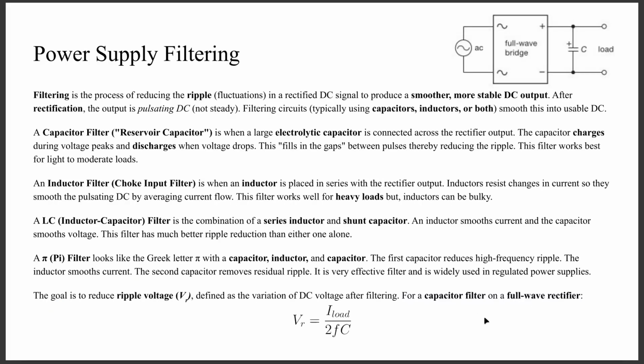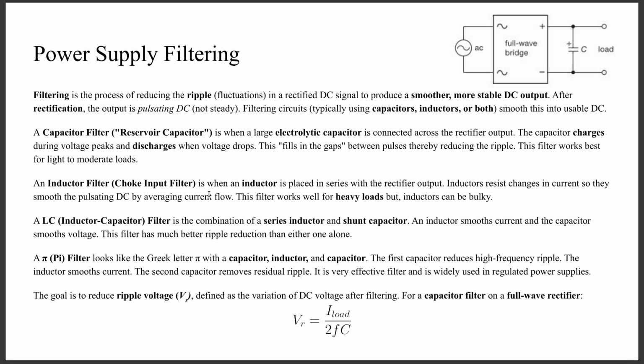Power supply filtering. Filtering is the process of reducing ripples or fluctuations in a rectified DC signal to produce a smoother, more stable DC output. After rectification, the output is pulsating. Filter circuits, typically capacitors, inductors, or both, smooth this into a usable DC. A capacitor filter is when a large electrolytic capacitor is connected across the rectifier output. The capacitor charges during voltage peaks and discharges when voltage drops. This fills in the gaps between pulses, thereby reducing the ripple. This filter works best for light to moderate loads.